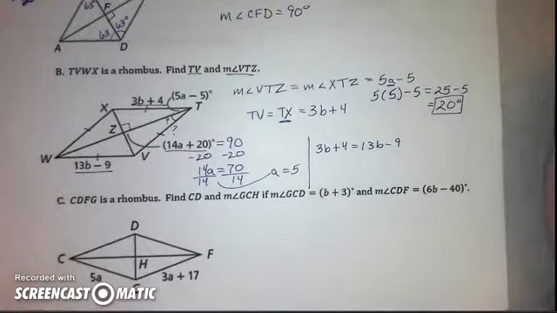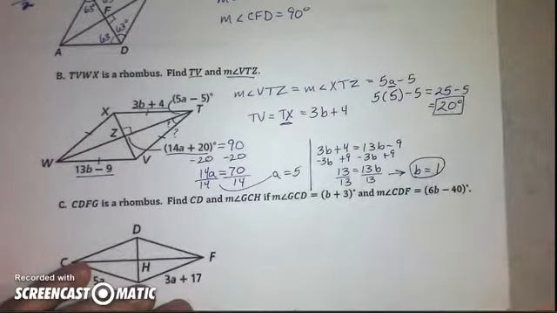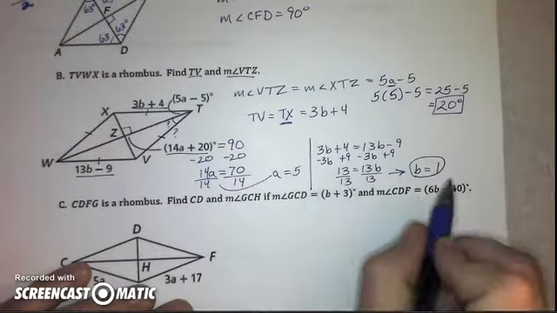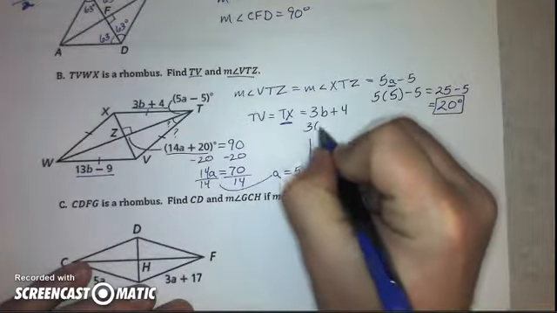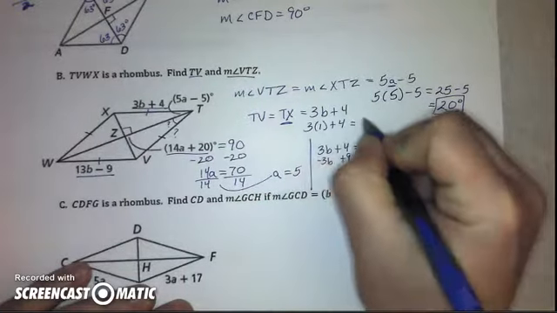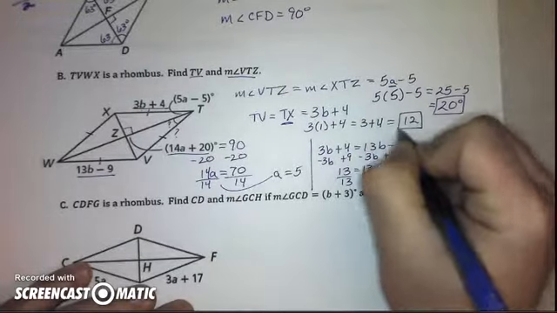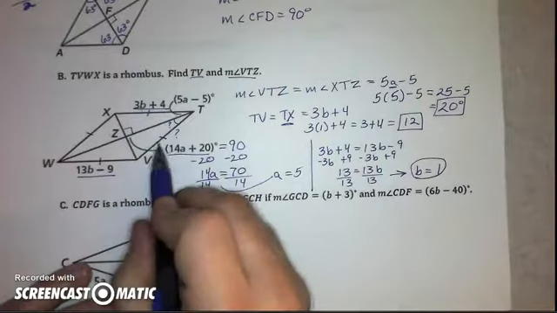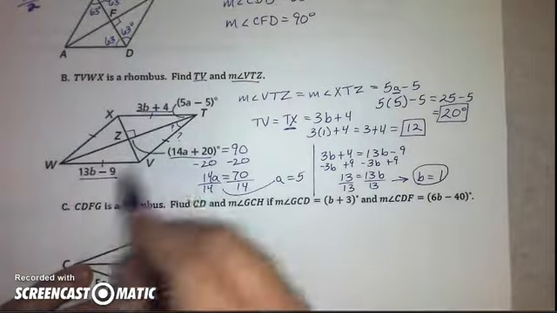Okay, you guys solve that for b and then we'll go from there. If you need more time, pause the video. However, this is what we should get when you're ready. B equals 1. And there's how I solve that equation. So now that we know b equals 1, we plug it in here. 3 times 1 plus 4 is 3 plus 4, which is 7. We don't get a unit of measure, so we just leave it as 7. So TV, TX, XW, and VW all equal 7, since all four sides are the same length.